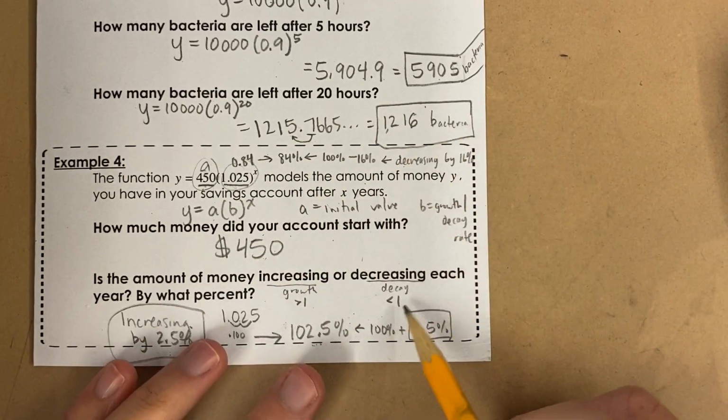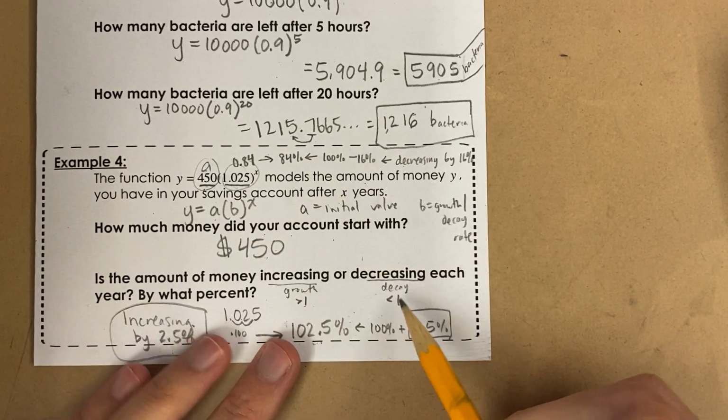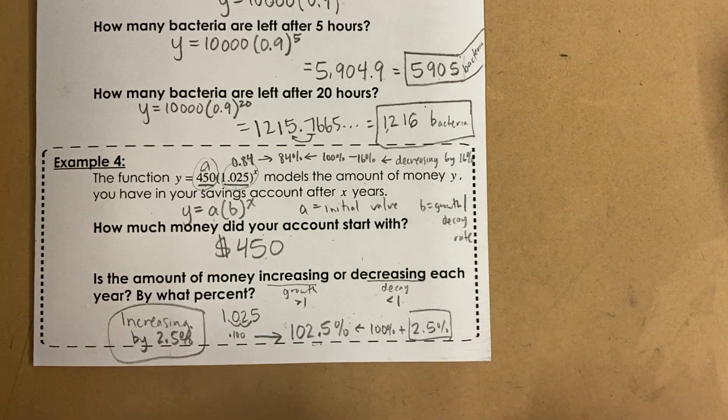Okay, so you have to look. If it's more than 1, it's growth. If it's less than 1, it's decay. And then figure out by what percentage it is growing or decaying.